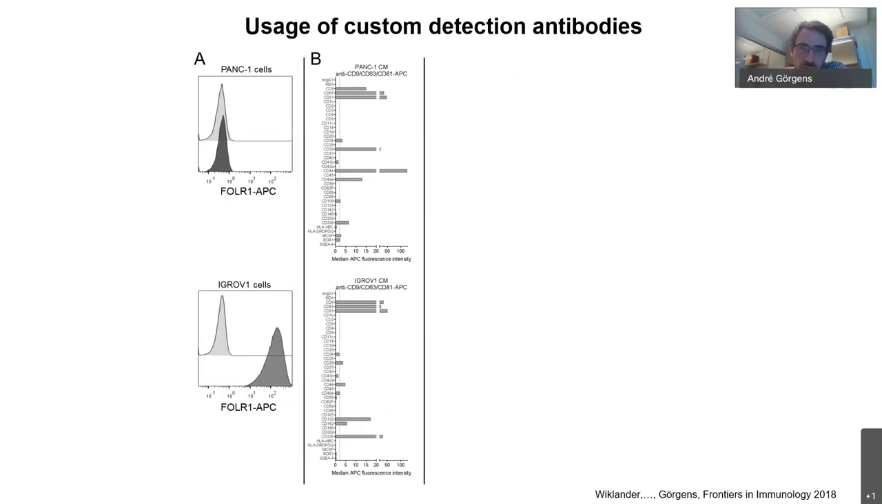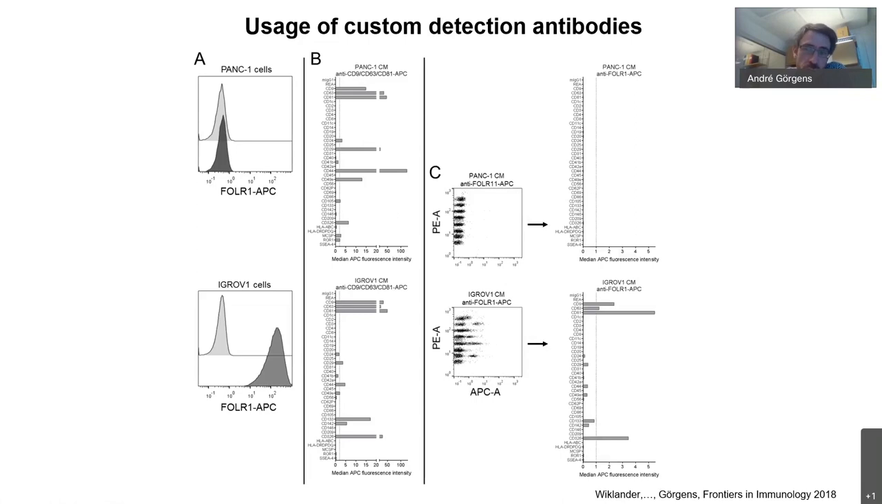Then, of course, a question that we always get from people that regularly ask us if we can help them with their experiments is, can you help me to show if a certain protein or a certain marker is expressed on my EVs of interest? And that's also something this assay can do. Here you can see in this example, PUNC1 cells and iGrowth cells. It's known that folate receptor 1 is expressed on iGrowth1 cells, but not on PUNC1 cells. Then to get some impression about the overall surface signature, we did this pan-tetraspanin stain again. You can see some differences popping up.